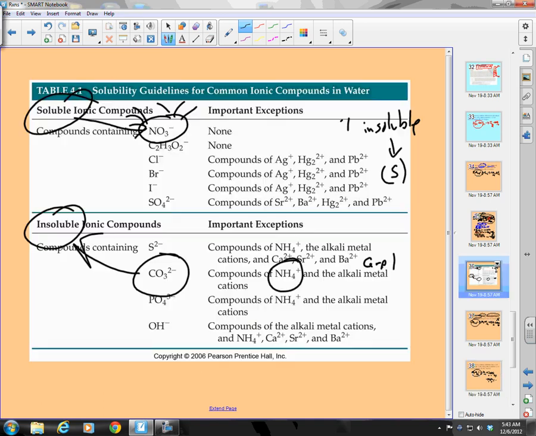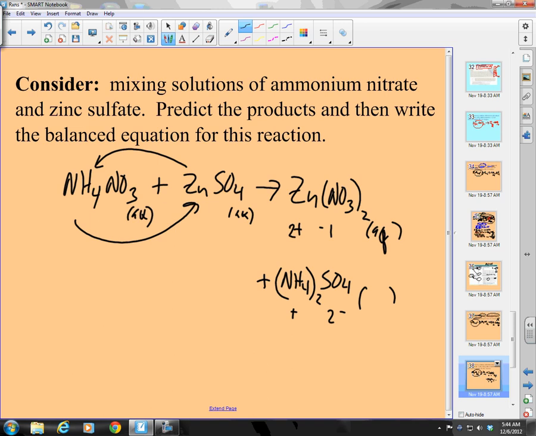Go here, look at stuff. I see sulfates. Here's sulfates. Sulfates are soluble except, hey, sulfates are soluble as well. Not only that, we know that ammoniums are all soluble. That's an easy one. If you see ammonium, you know it's soluble. So that means this is also soluble, meaning it is aq.